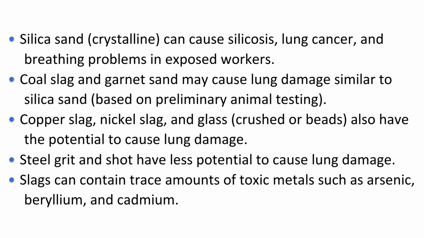Coal slag and garnet sand may cause lung damage similar to silica sand, based on preliminary animal testing. Copper slag, nickel slag, and glass (crushed or beads) also have the potential to cause lung damage. Steel grit and shot have less potential to cause lung damage. Slags can contain trace amounts of toxic metals such as arsenic, beryllium, and cadmium.